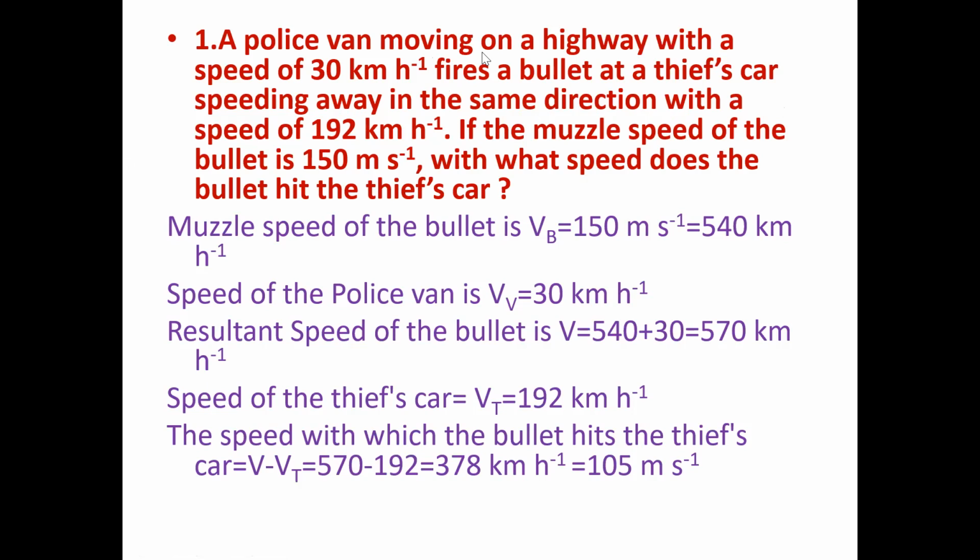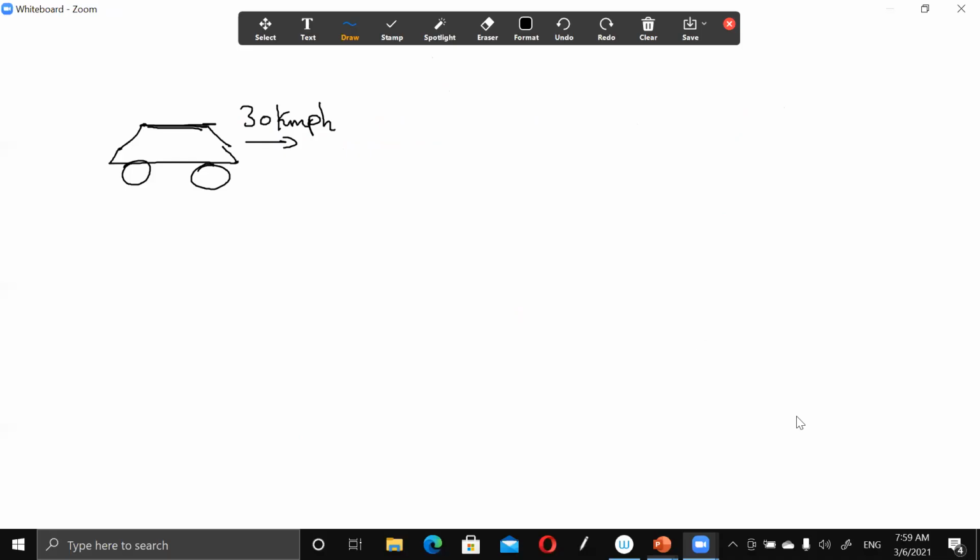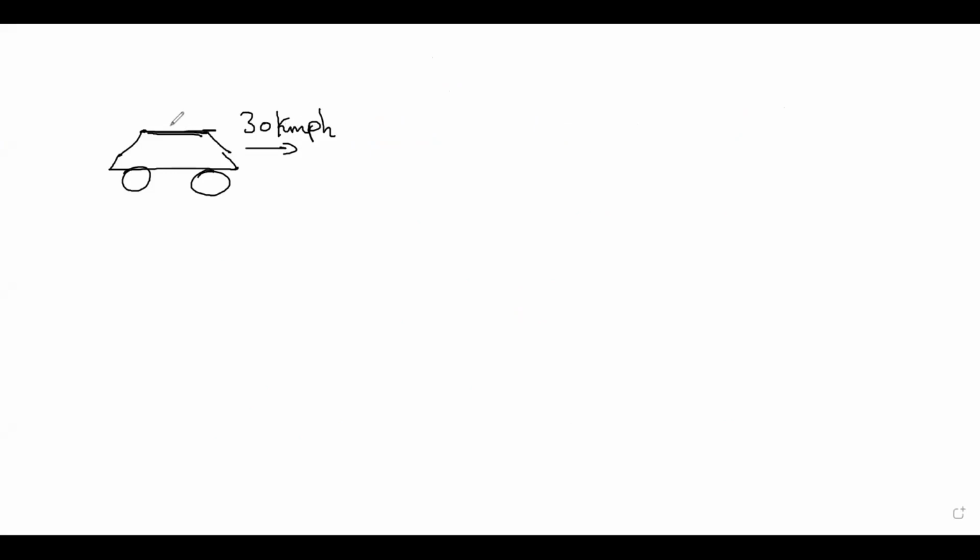And now here the information they have given is: 30 kmph is what? The velocity of the police van with respect to ground. Okay, velocity of police van with respect to ground, that is 30 kmph. Please understand, this is what is given.